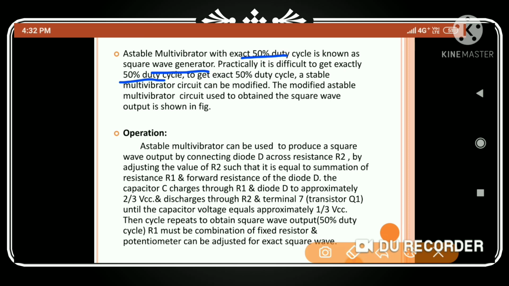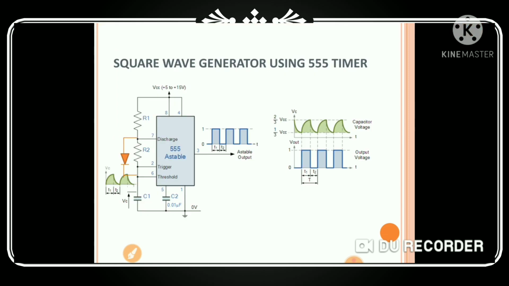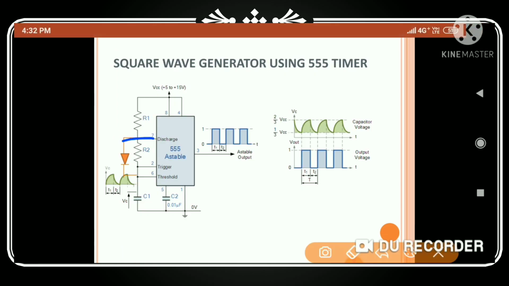To get exact 50% duty cycle, the astable multivibrator circuit can be modified. So the modified astable multivibrator circuit is used to obtain the square wave output. Here the operation is: an astable multivibrator can be used to produce a square wave output by connecting the diode D across the resistance R2. You can see the diode is connected across the resistance R2 here.